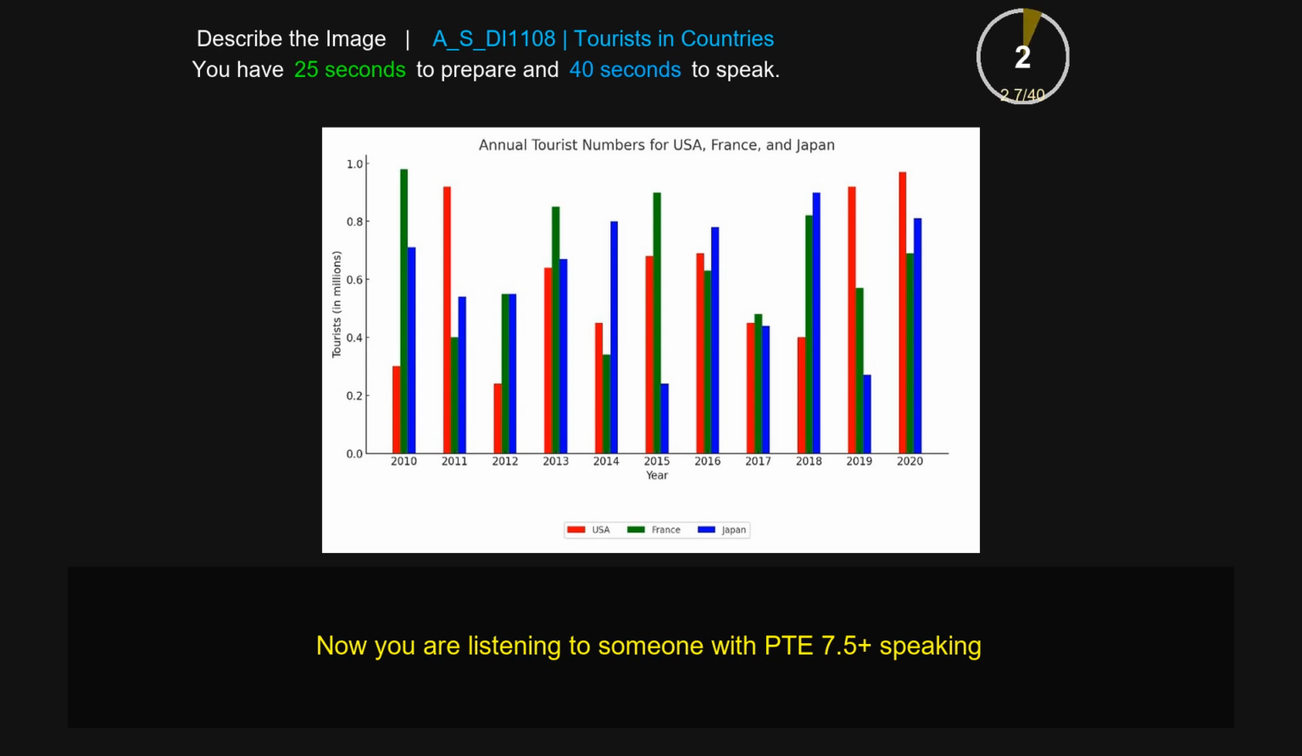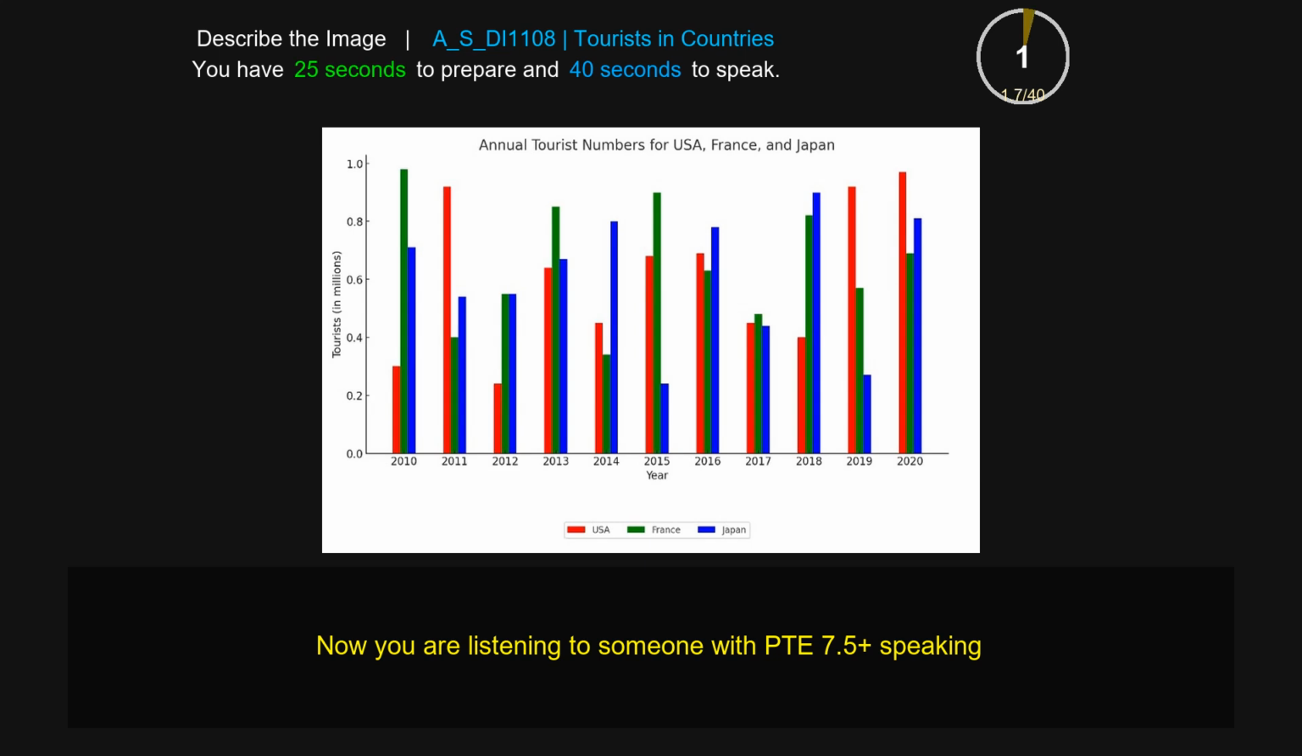The given image represents the information about annual tourist numbers for USA, France and Japan. There is a comparison of tourists in millions across the different years from 2010 to 2020. In the first place, Japan and France show the same percentage, which is more than 0.6 million in 2010. On the other hand, it goes lower in 2015, and the USA shows more than 4.8. Furthermore, some information about 2017, which shows almost all ratios in USA, France and Japan, which is 0.4.